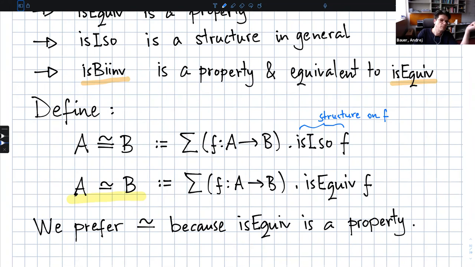And two types being equivalent, of course, is a structure. But at least we don't have some structure here, and then even more structure here. At least we factor things out. There is structure here, because there can be many equivalences. But then the rest is a property. So you don't have to worry about it so much. You just have to know that it's there and you don't care which one.